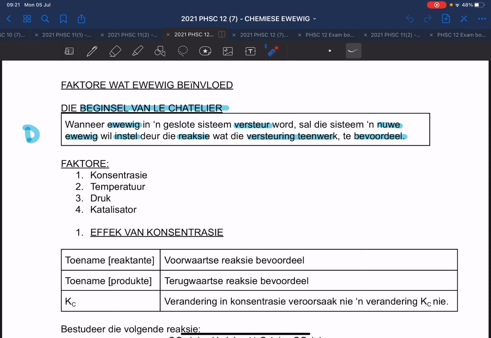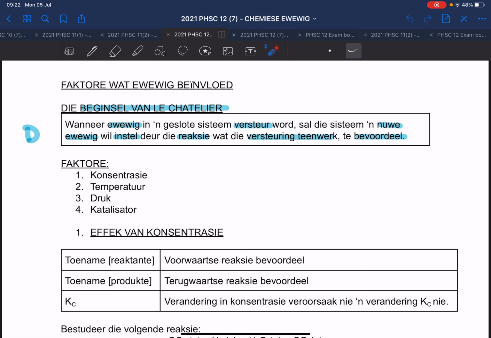Okay, now, partykeer soos met 'n crash diet, is dit nie reg nie, it's not good if you do that. But in science, it is good because we want to make money. Ons wil geld maak. So ons wil die ewewig manipuleer. We want to manipulate equilibrium so that we can get more products. Okay. En ons gaan kyk nou na 4 maniere. We're going to look at 4 ways in which we're going to manipulate the equilibrium.